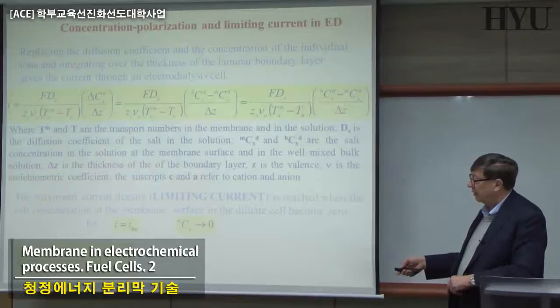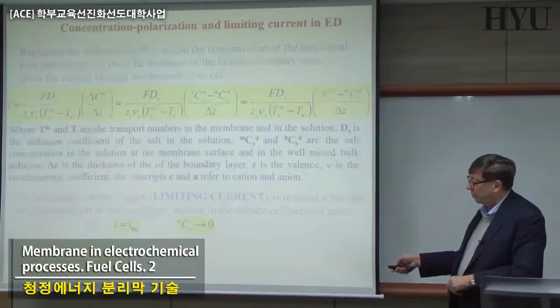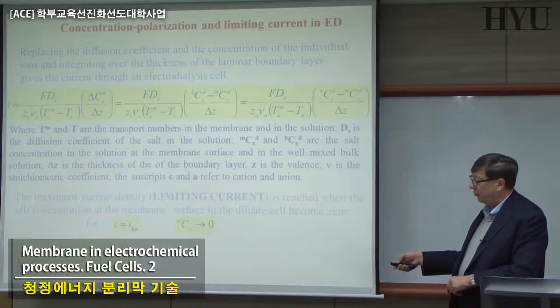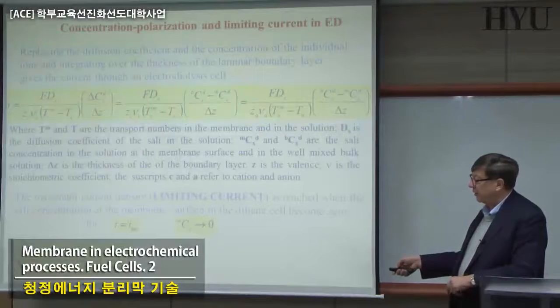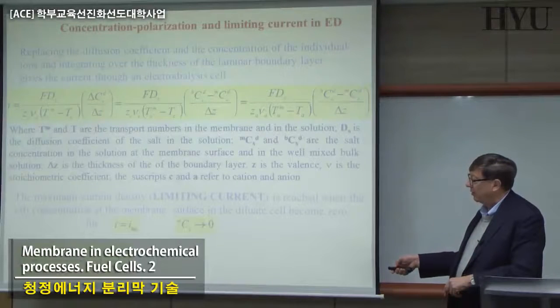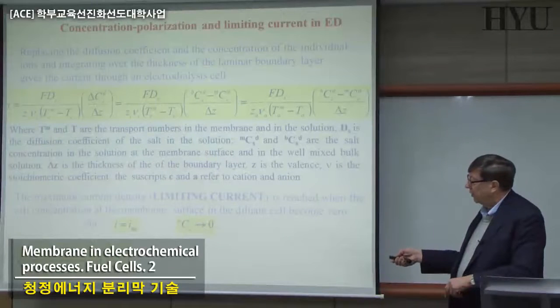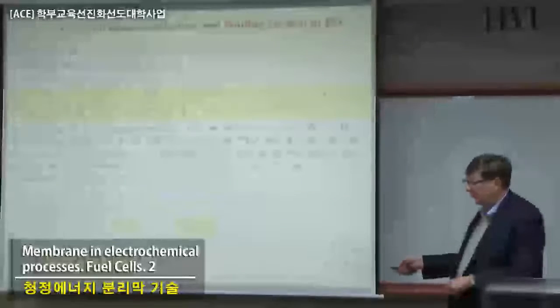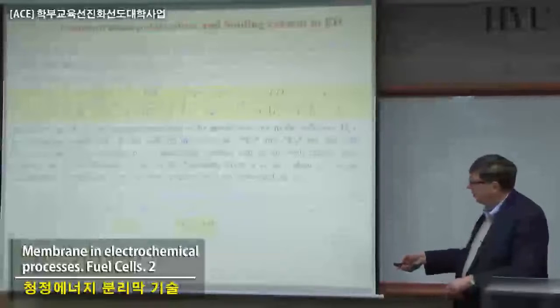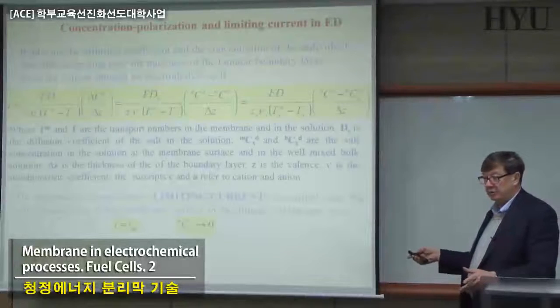So for the concentration at the membrane interface approaching 0, we define the limiting current, which is nothing more than the product of the diffusion coefficient and the Faraday, divided by the transport number difference, multiplied by this C bulk over delta, assuming that this term, the CS, is going to be 0 at the interface. So that is the definition of limiting current density.